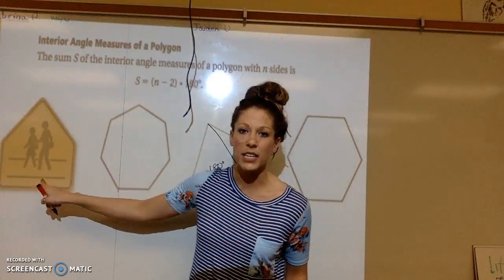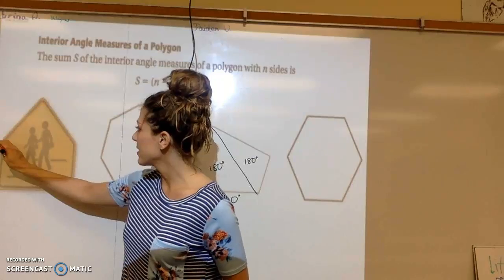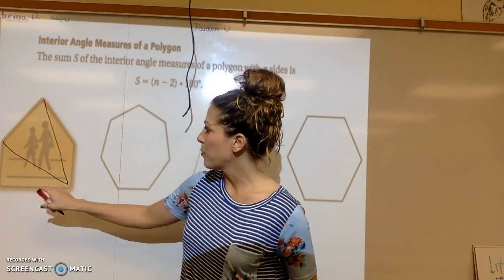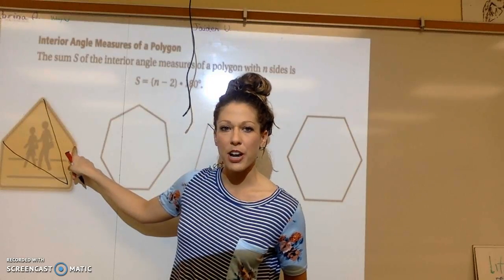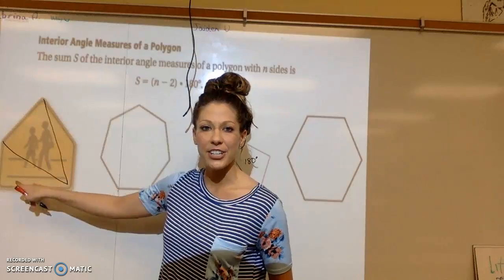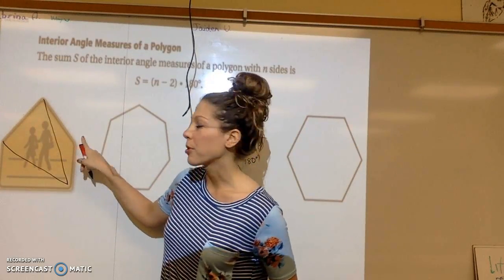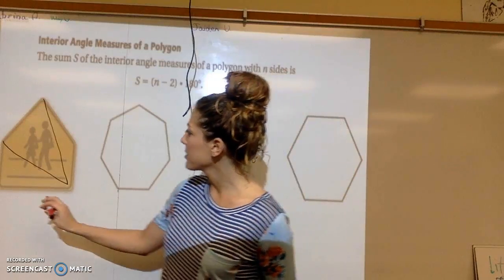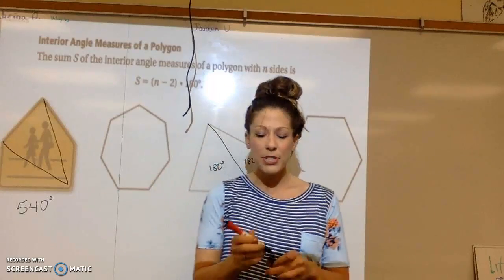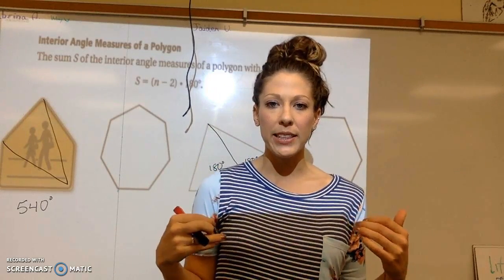Now let's look at this pentagon next. It has 5 sides. If you were to divide this into triangles, we can divide it into 3 separate triangles. So if each triangle is 180 degrees, that's 180, 360, 540. So the angles of a pentagon add up to 540 degrees. Dividing into triangles is just a way for you to visualize how we're getting these numbers.